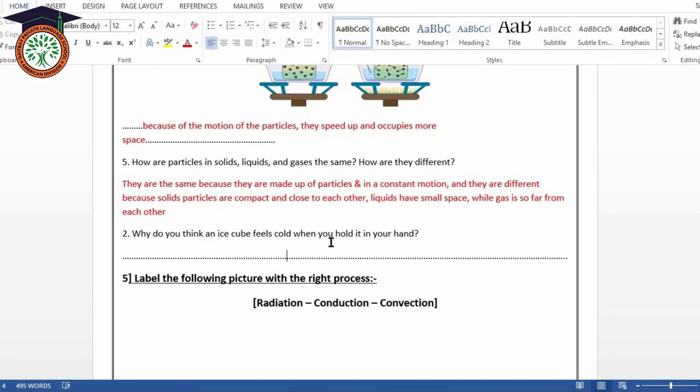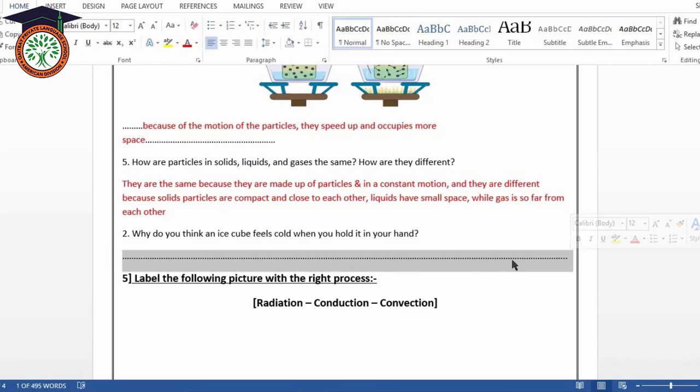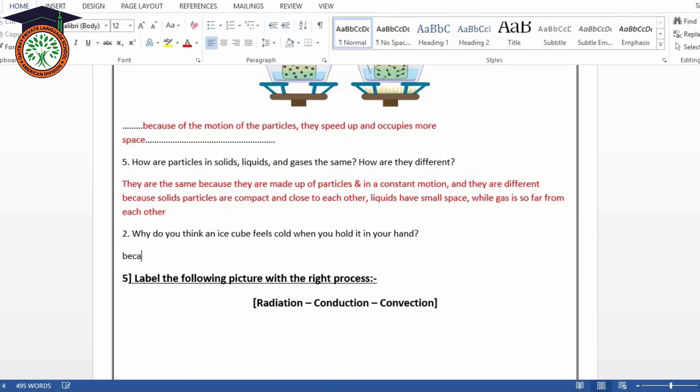Number 2, why do you think an ice cube feels cold when you hold it in your hand? We know that according to thermal transfer, the energy will move from the hot to the cold one. Which one is the hottest here? Sure, it is your hand. Because the energy of your hand is moving to the ice cube, you will start to feel that your hand is losing energy, so you will feel it cold, right?